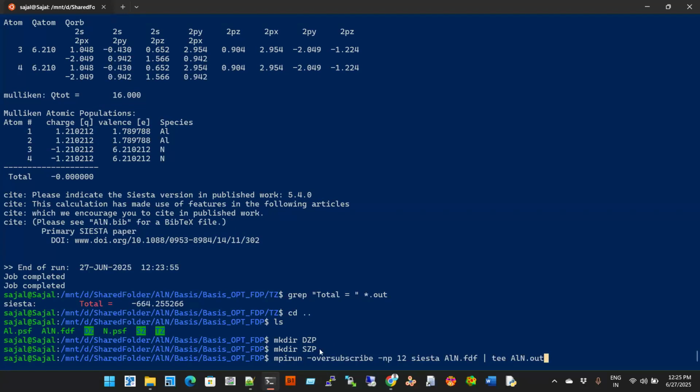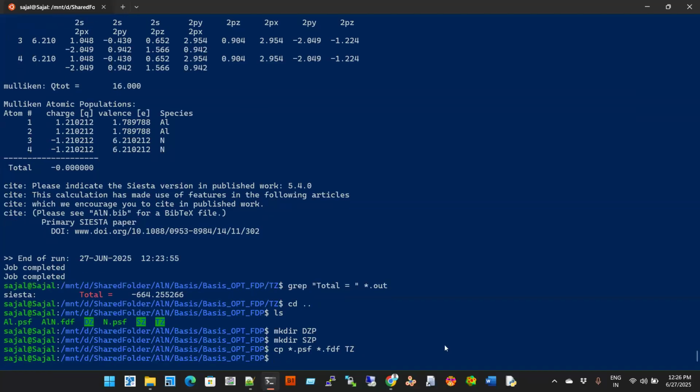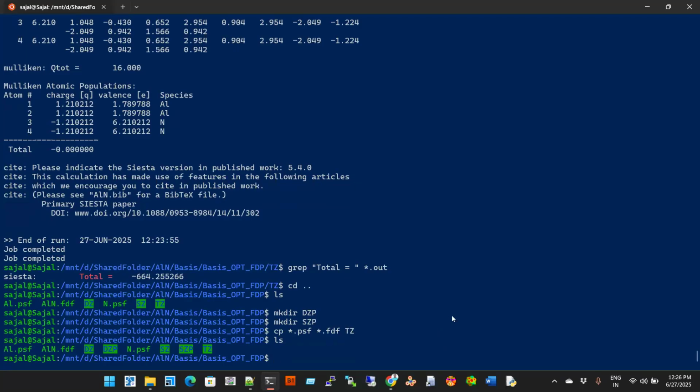We have to copy the files in the concerned folder. For this, we can use this. I mean, we want to copy the concerned PSF files and FDF file. Here star means the cp command will copy all the files ending with .psf and the concerned FDF file to the TZ folder. Okay. Actually, I want to copy it in the SZP folder.